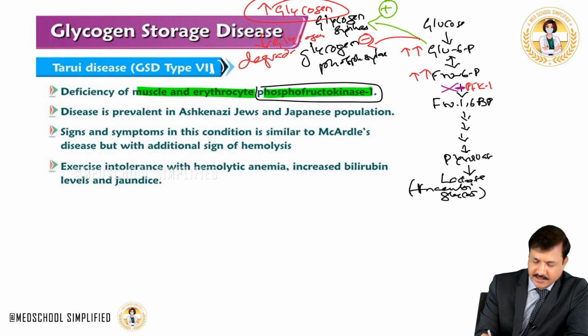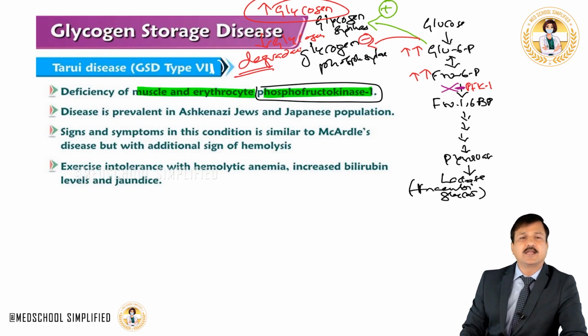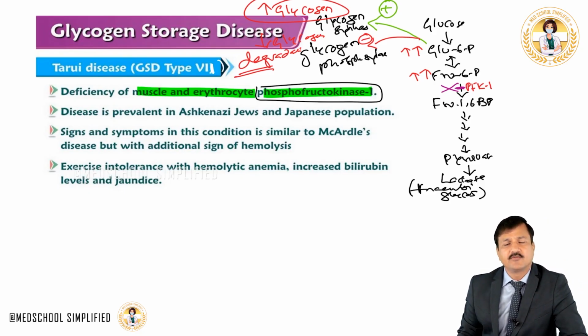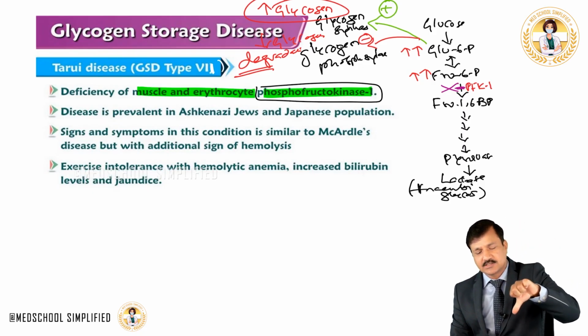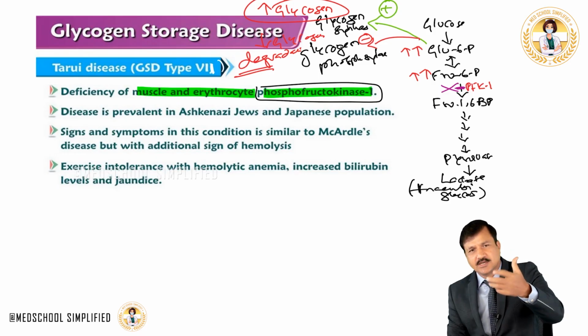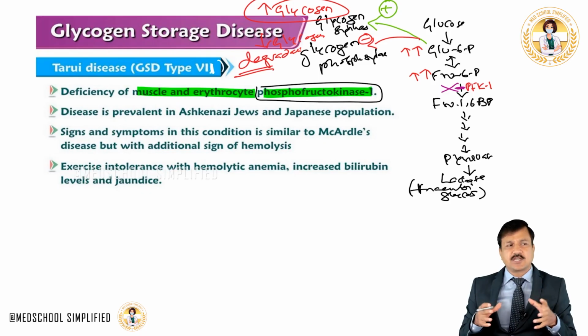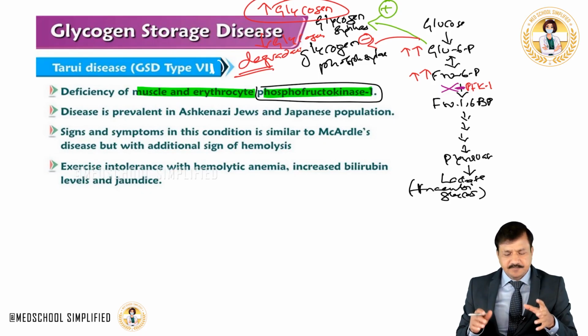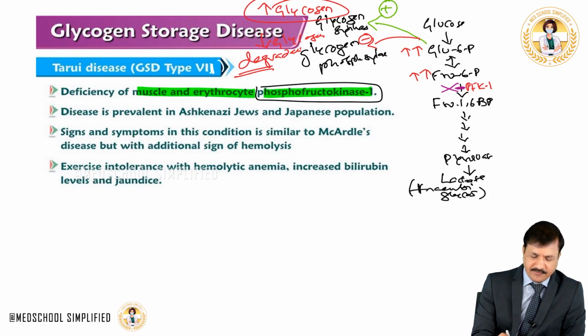Glycogen degradation decreases. That means the energy that has to come for skeletal muscle contraction will also be decreased, because glycogen phosphorylase enzyme activity decreases. Glycogen synthase is increased, meaning glycogen synthesis increased and glycogen accumulates. So that is why, in Tarui disease, what happens is it is affecting muscle and erythrocytes.